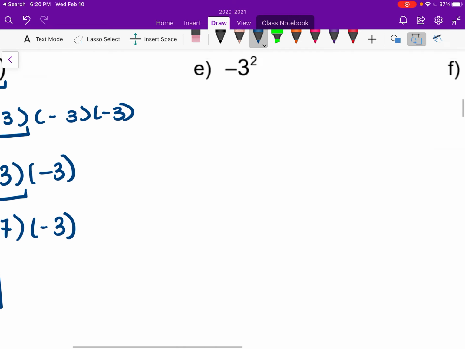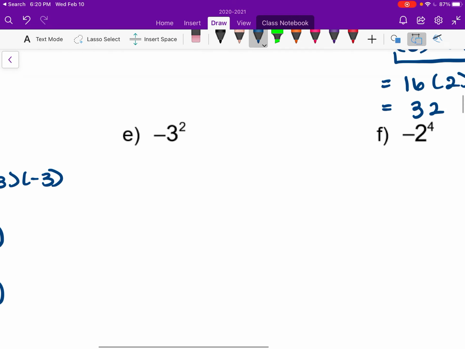Okay. Moving back over here, we have negative 3 squared. Because this negative is not in the bracket, we're actually going to leave it outside. This squared is only applied to the positive 3. So you have 3 times 3.